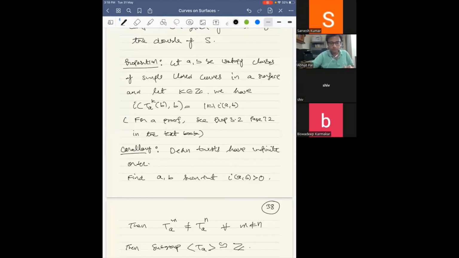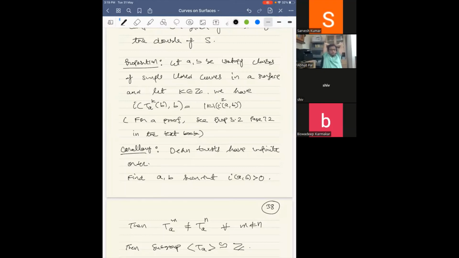the kth power of T_A acting upon B, with B? I think I missed a square somewhere, so this should be squared. It is the modulus of k times the intersection number of A and B, whole squared. For the proof you can refer to the book. I am not supplying the details, but we will use this to conclude, for example, that Dehn twists have infinite order, and other results.